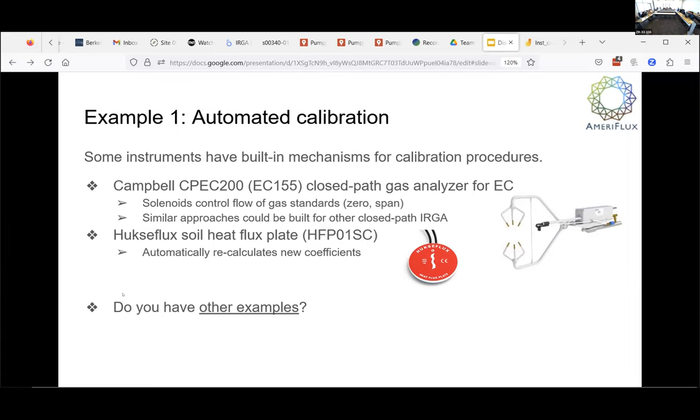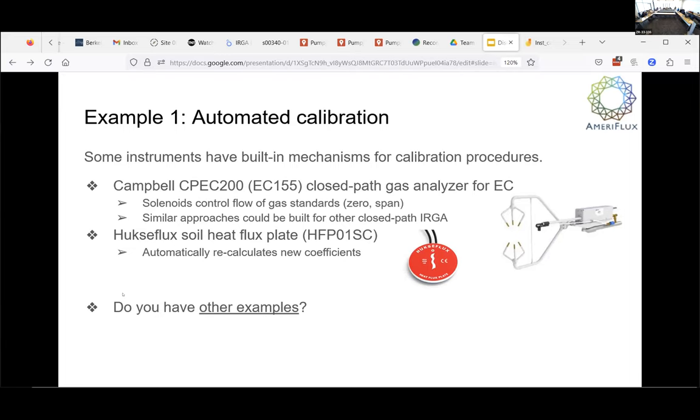We have some in Tonzi that have been there for 12 years. Their self-calibration value is the same number for the entire 12 years. Wow. So, do I need to calibrate them?